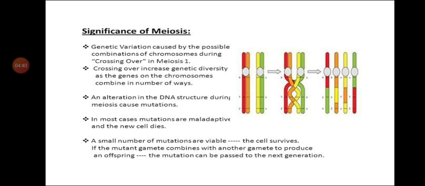An alteration in the DNA structure during meiosis causes mutation, that means sudden change. In most cases, mutations are maladaptive and then the new cell dies. A small number of mutations are viable. The cell survives in the mutant gametes, which combine with other gametes to produce an offspring. The mutation can be passed into the next generation.